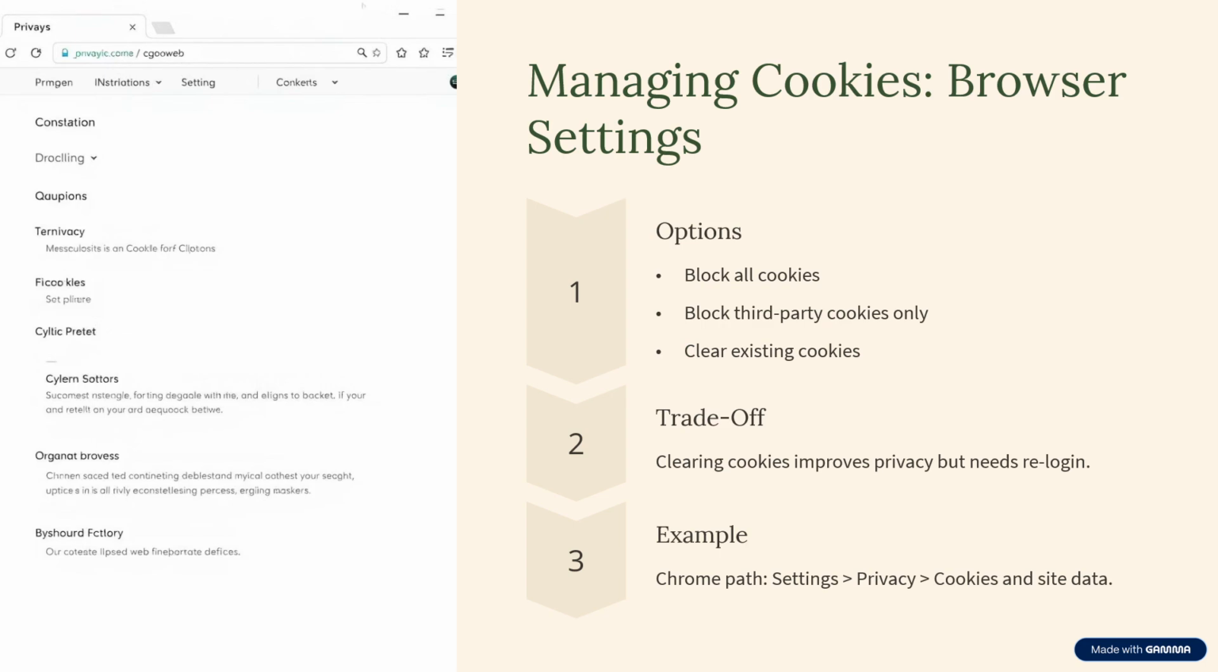The next slide is about managing cookies. Here are some options for how to manage your cookies. Block all cookies, block all third party cookies which are involved in your device, and clear existing cookies. The trade-off is that clearing the cookies improves privacy but needs re-login. When we delete those cookies, then when we visit the websites related to those cookies, we have to re-login to those websites.